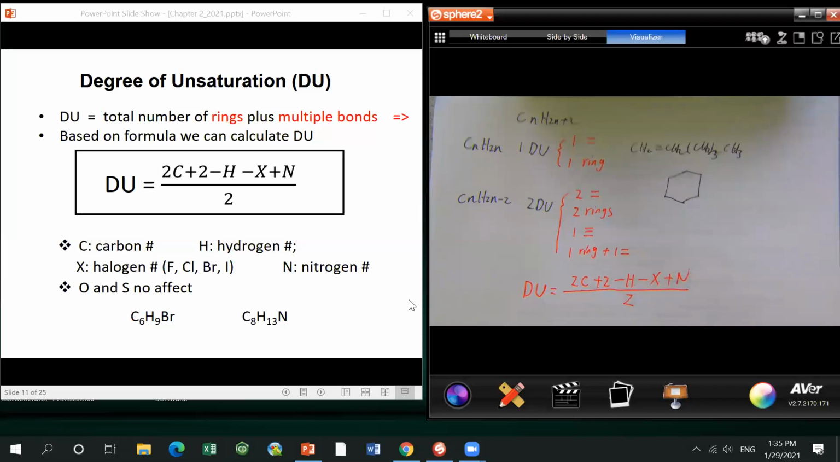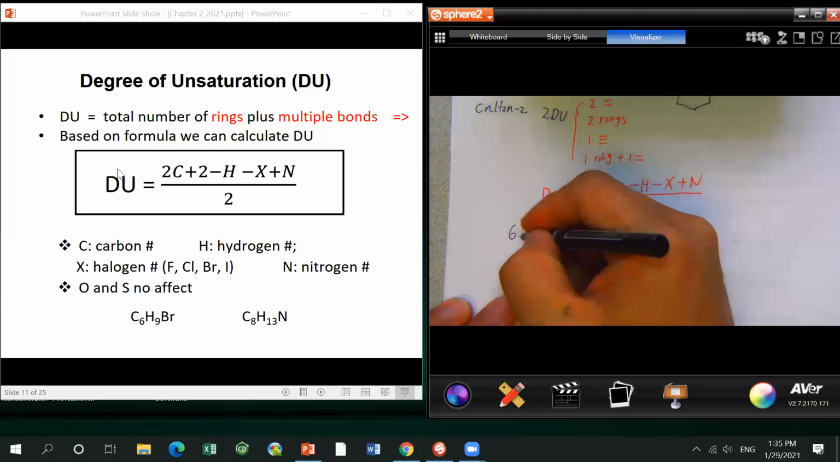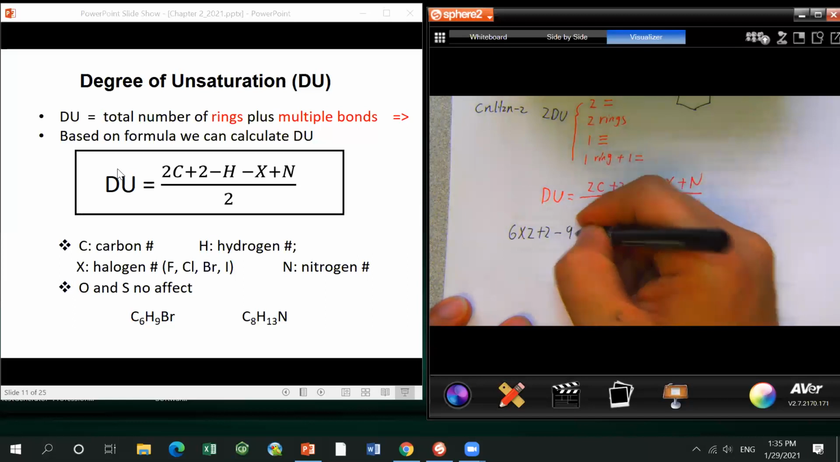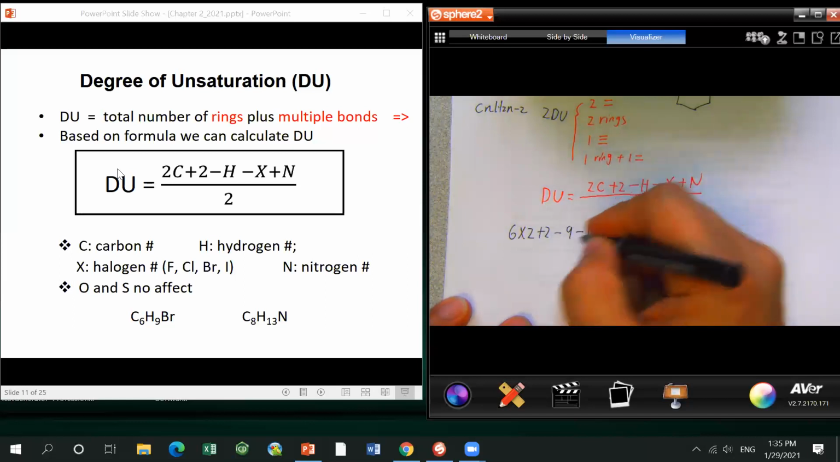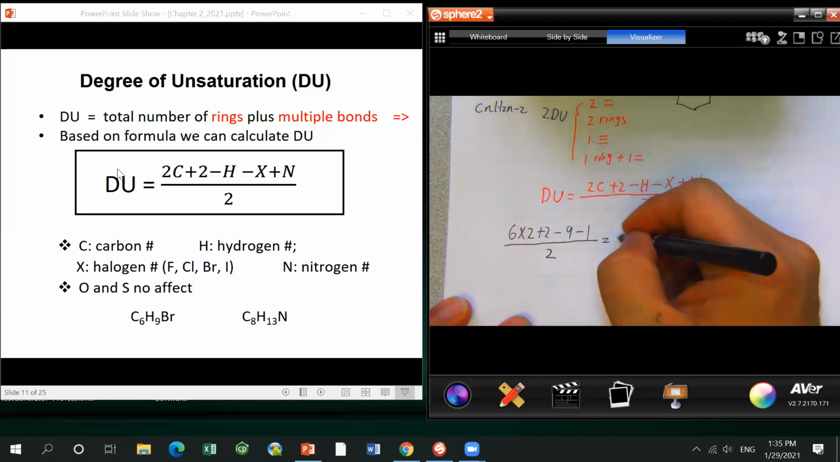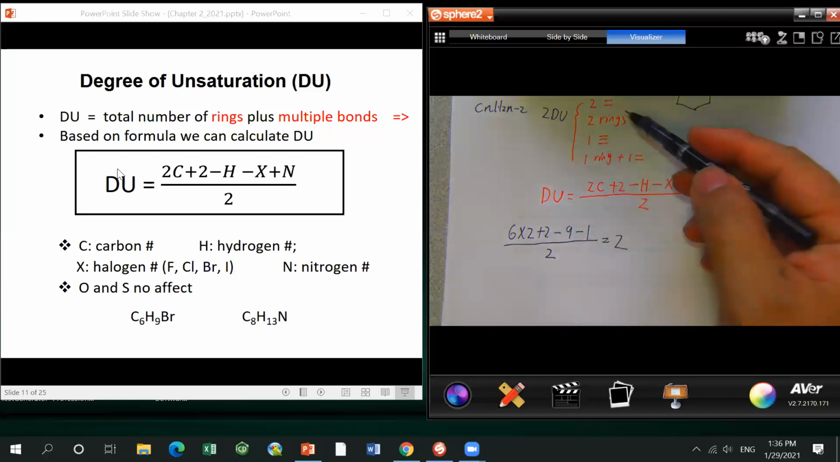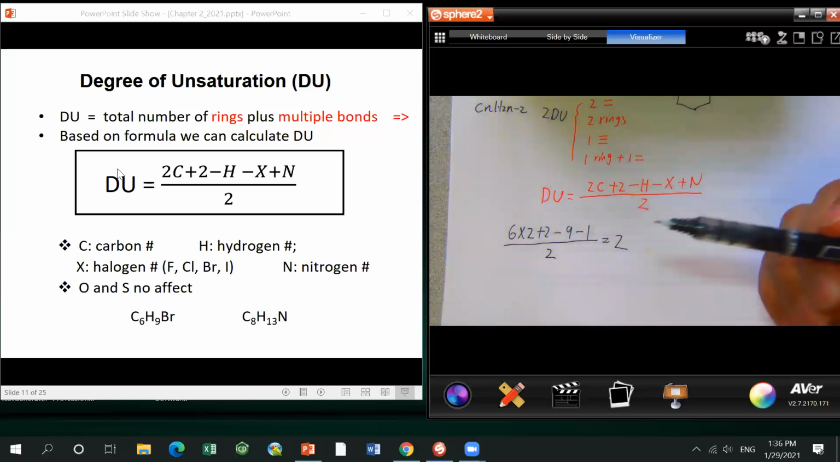Now I'll give you a calculation example. For example, we have C6H9Br. You can use the equation to quickly determine the degree of unsaturation. 6 carbons times 2 plus 2, minus the hydrogen number 9, minus 1 because we have only one bromide, then divided by 2. That's 14 minus 10, which is 4, divided by 2, so 2. So the degree of unsaturation should be 2, meaning either two double bonds, two rings, one triple bond, or one ring plus one double bond.